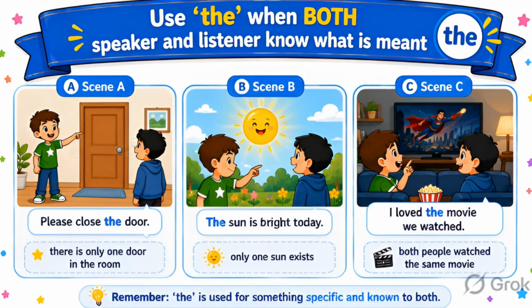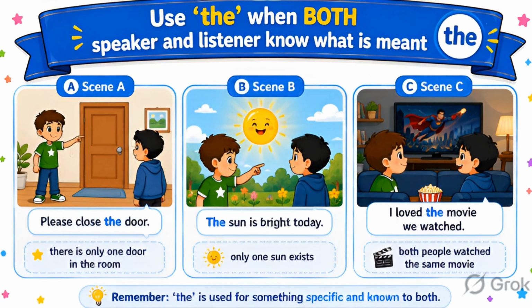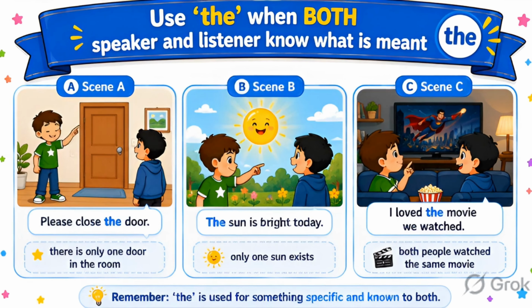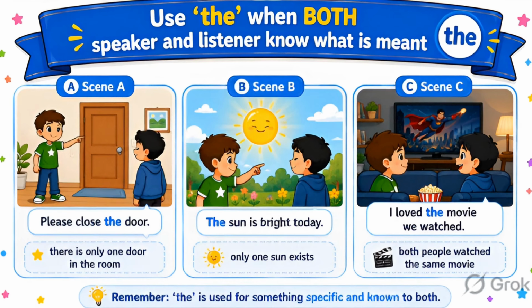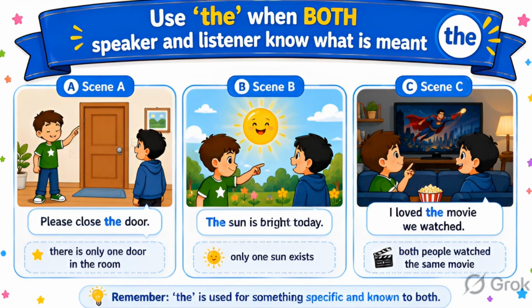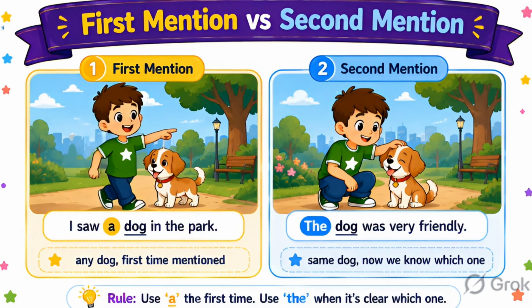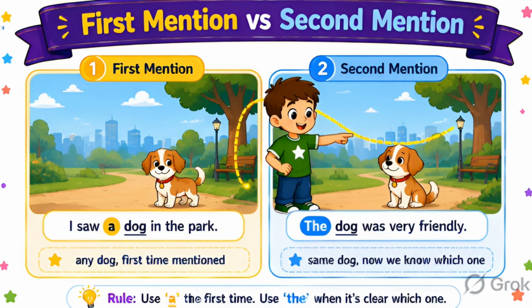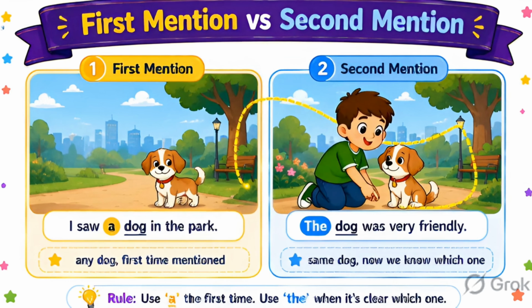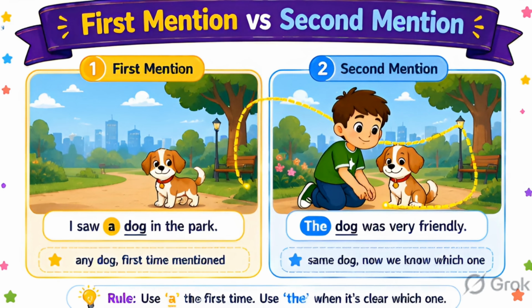Use the when both the speaker and listener know exactly which thing is meant. Close the door. There's only one door. The sun. There's only one. The movie we watched. Both of you know which one. Here's a key rule. The first time you mention something, use a or an. The second time, use the, because now both speaker and listener know which one.